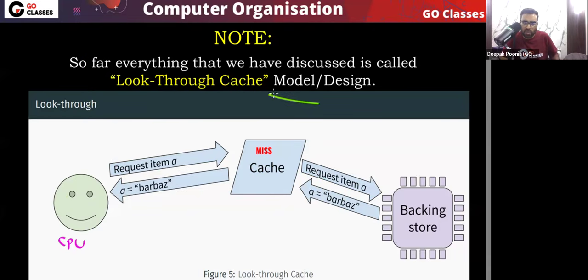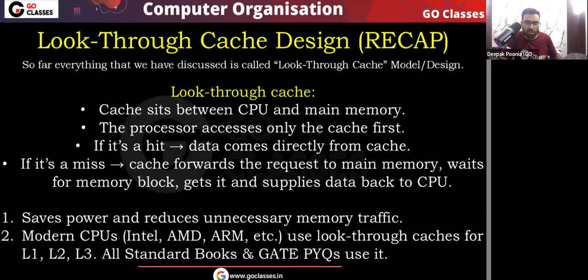So this look through cache design we have studied so far, everything that we have seen so far, is basically look through cache design. Very simple. So let me tell you about the look through cache design recap. You might be thinking we have not seen look through cache. Actually, everything that we have seen so far is basically look through cache design. That is the reason I am calling it recap.